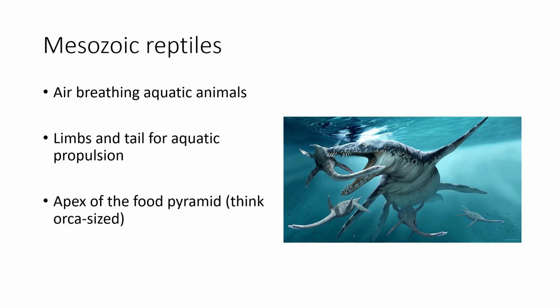There were also Mesozoic reptiles. These are not dinosaurs, but air-breathing aquatic animals. The reptiles returned to the ocean, and they evolved new types of limbs and tail for aquatic propulsion. You see this Kronosaurus, which was able to use all four of its limbs and its tail to move forward. And that has not actually happened since. We do not have any four-limbed movement in the water. And this Kronosaur was the apex of the food pyramid. It was about the size of an orca. So these organisms grew to pretty good sizes in the ocean.